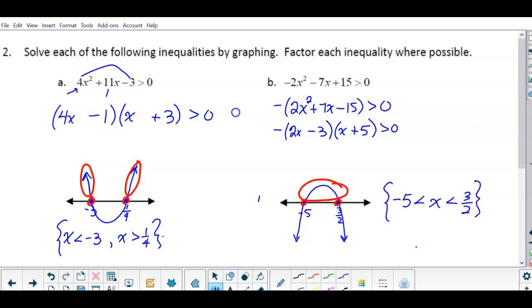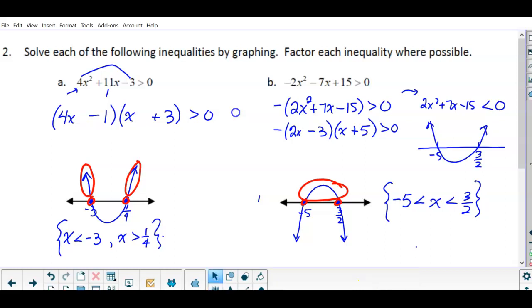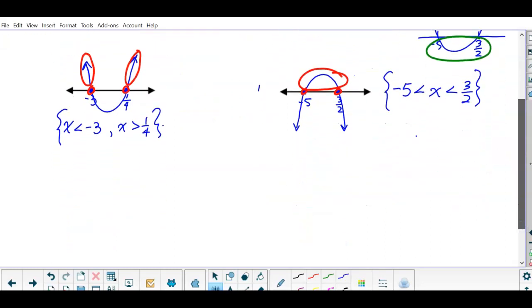So you can see if I had divided by negative 1 here, I would have got 2x squared plus 7x minus 15 less than 0. So then factoring and then graphing that, same x-intercepts. But this would be opening up, and I'd be looking for where it is less than 0, which is in here between negative 5 and 3 over 2. So you get the same solution. All right, so that's graphically.